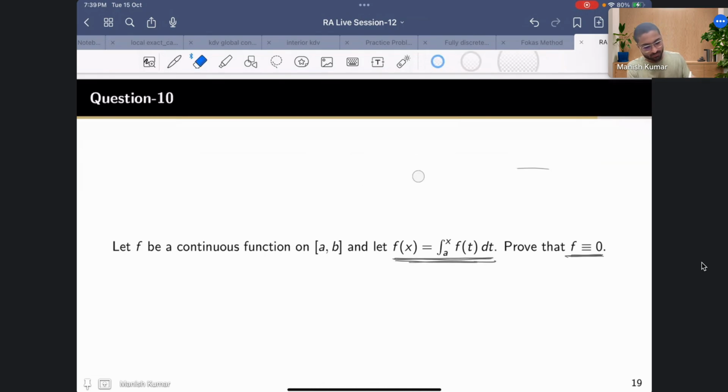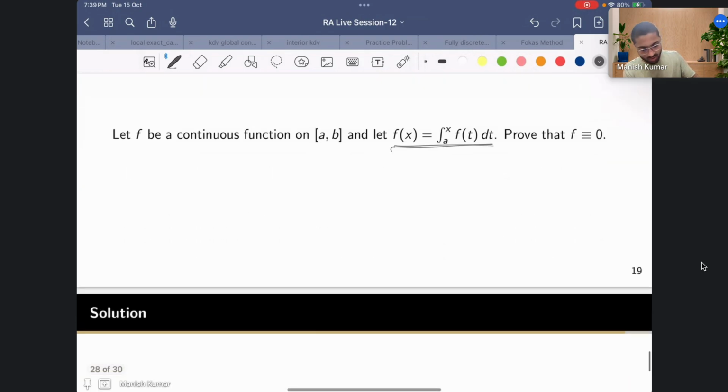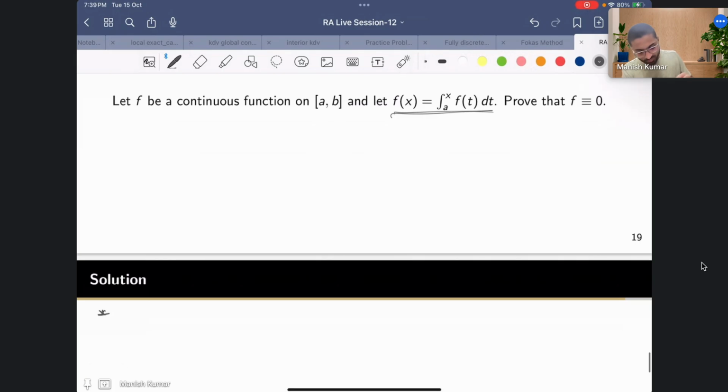Okay, so then let's try to prove it. Here we'll just use this identity to get to the conclusion. The first thing you can note is that since the function f is continuous on this compact interval [a, b], it is bounded.